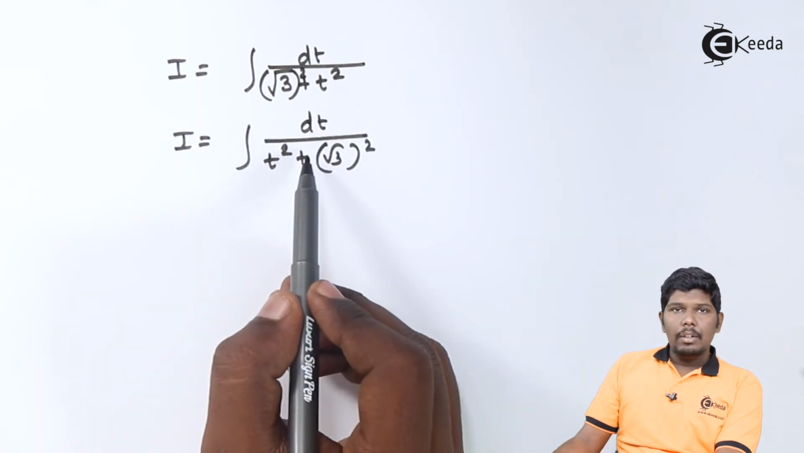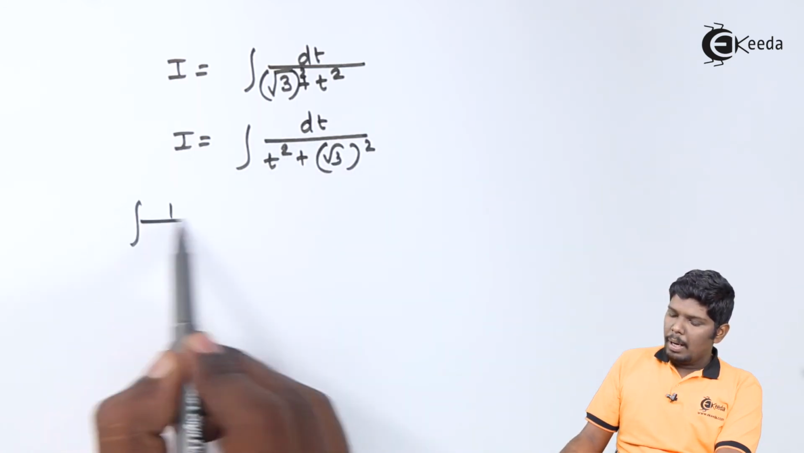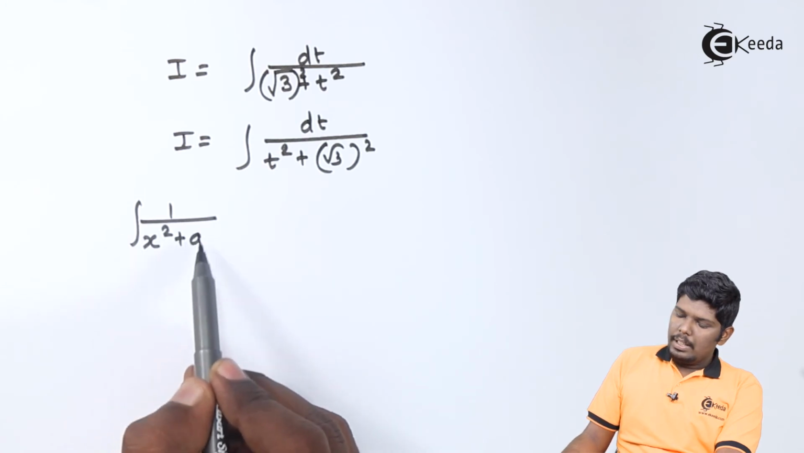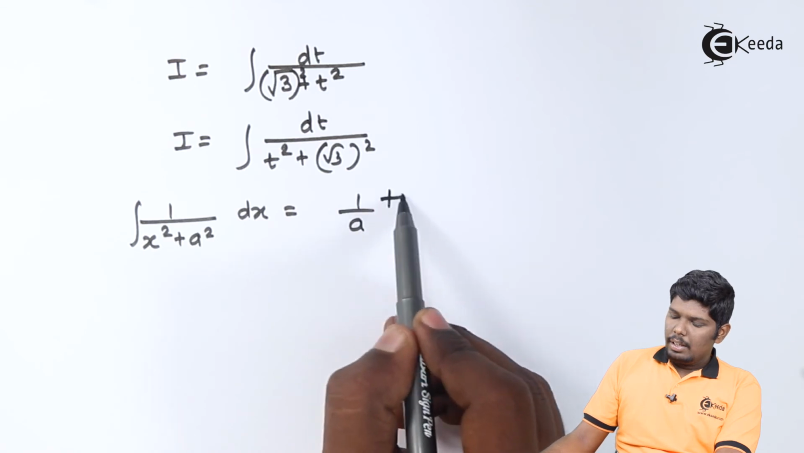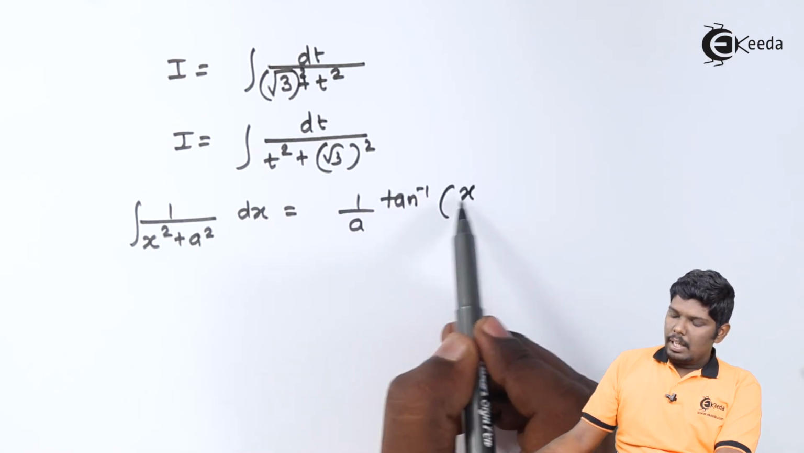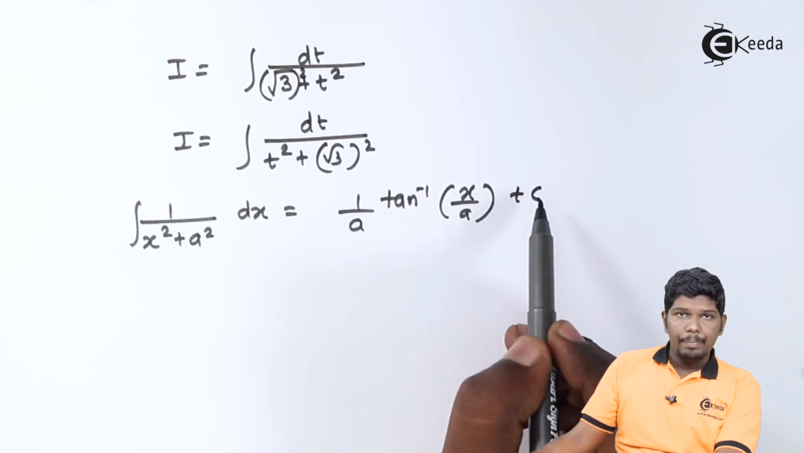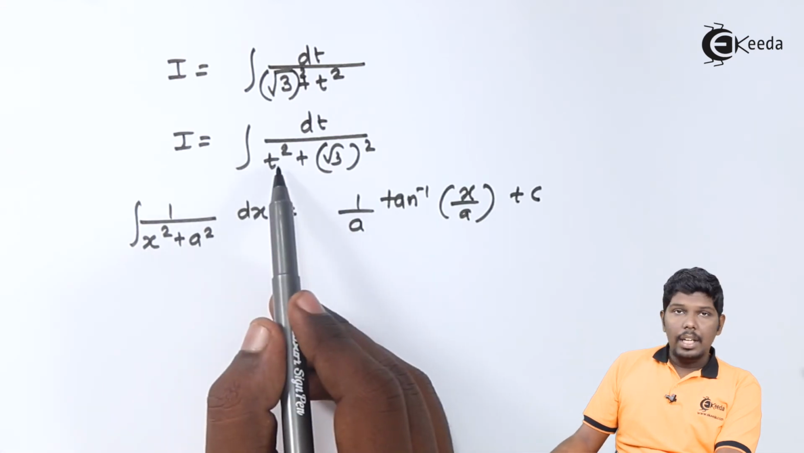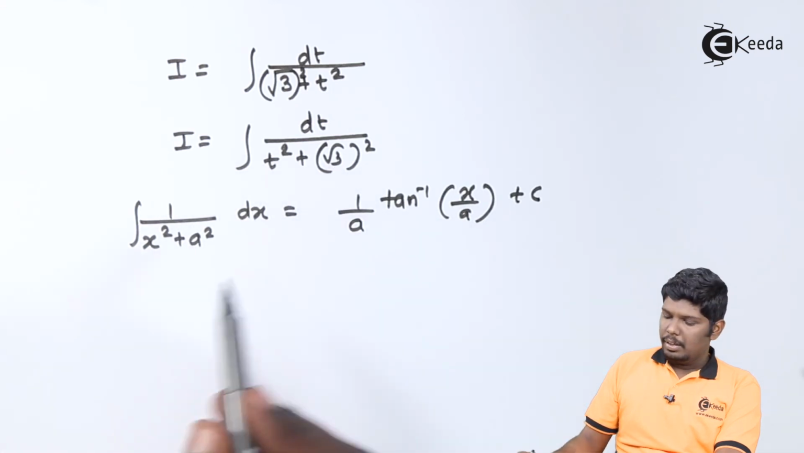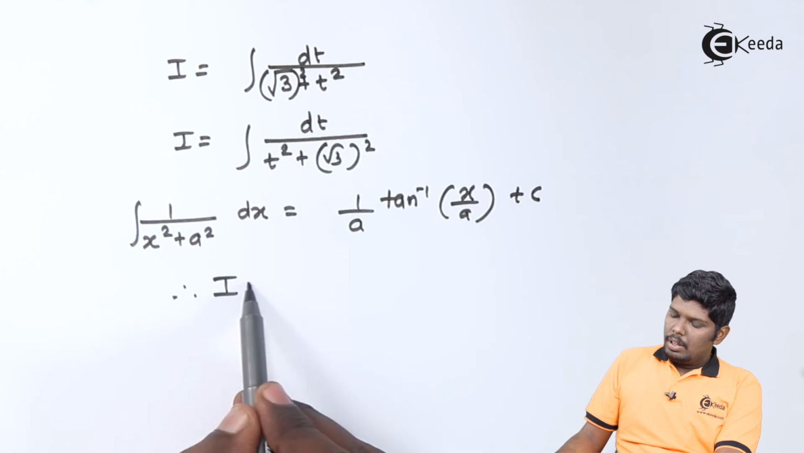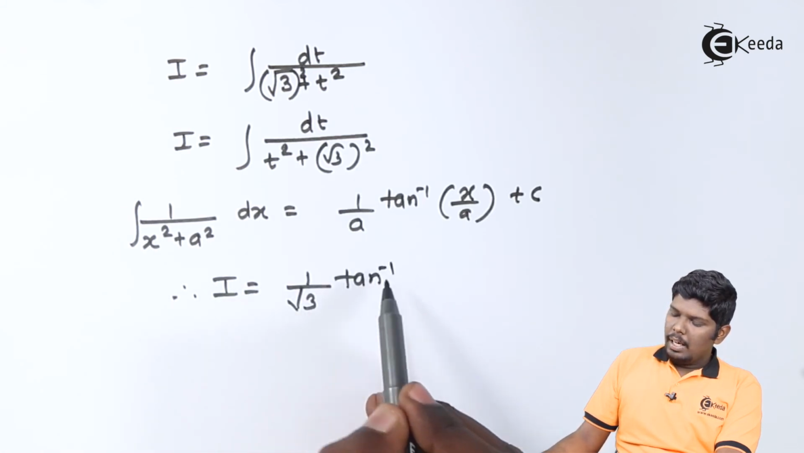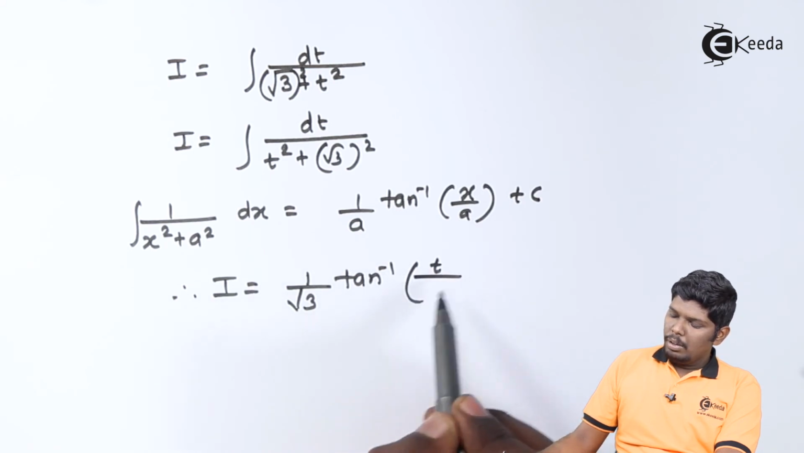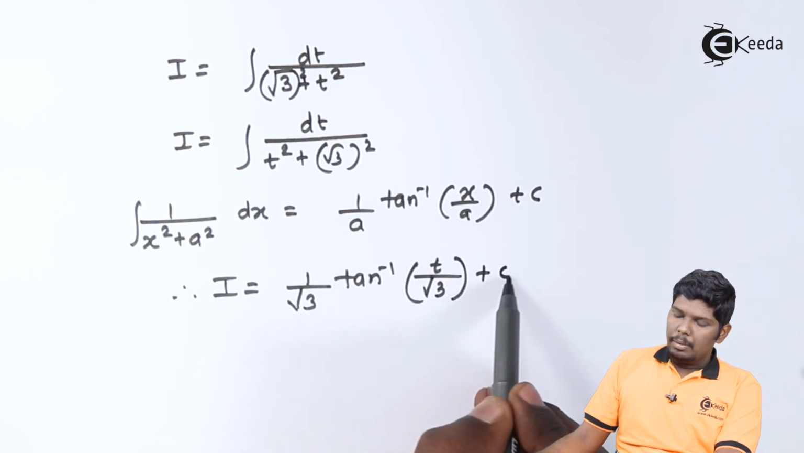We can compare this given integral with the standard formula integral 1 upon x square plus a square dx, that is 1 by a tan inverse x by a plus c. Here the value of x is t and the value of a is root 3. Therefore the value of I will be 1 by root 3 tan inverse t upon root 3 plus c.